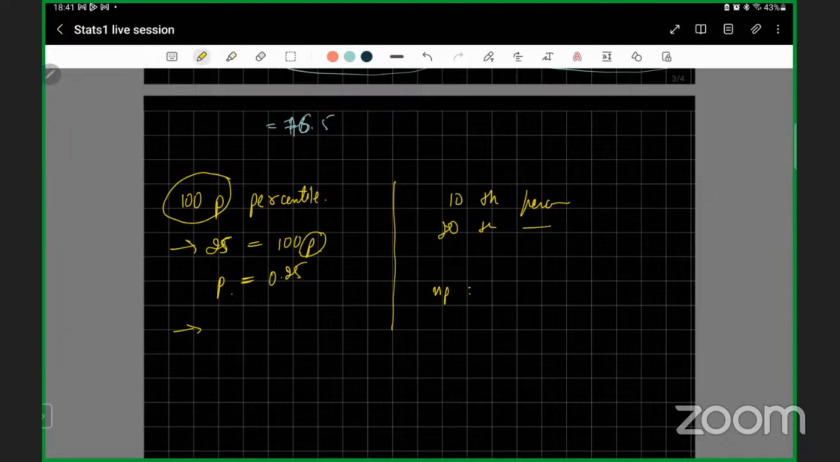If you look at the process, what does it say? It says you first arrange your data and then you find your np, right? So n is the number of data points.